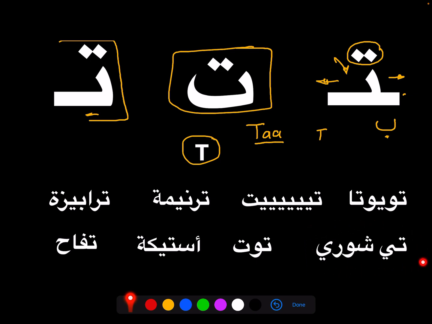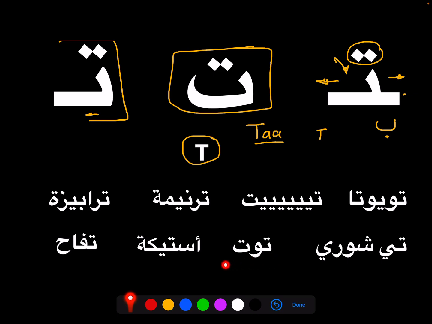Tishori is the beginning of a hymn in the Coptic church. So yes, you got it right. The first letter is T, Teet. There is a T over here. I don't really care if you remember the name of the letter. Just know that it's pronounced that way.